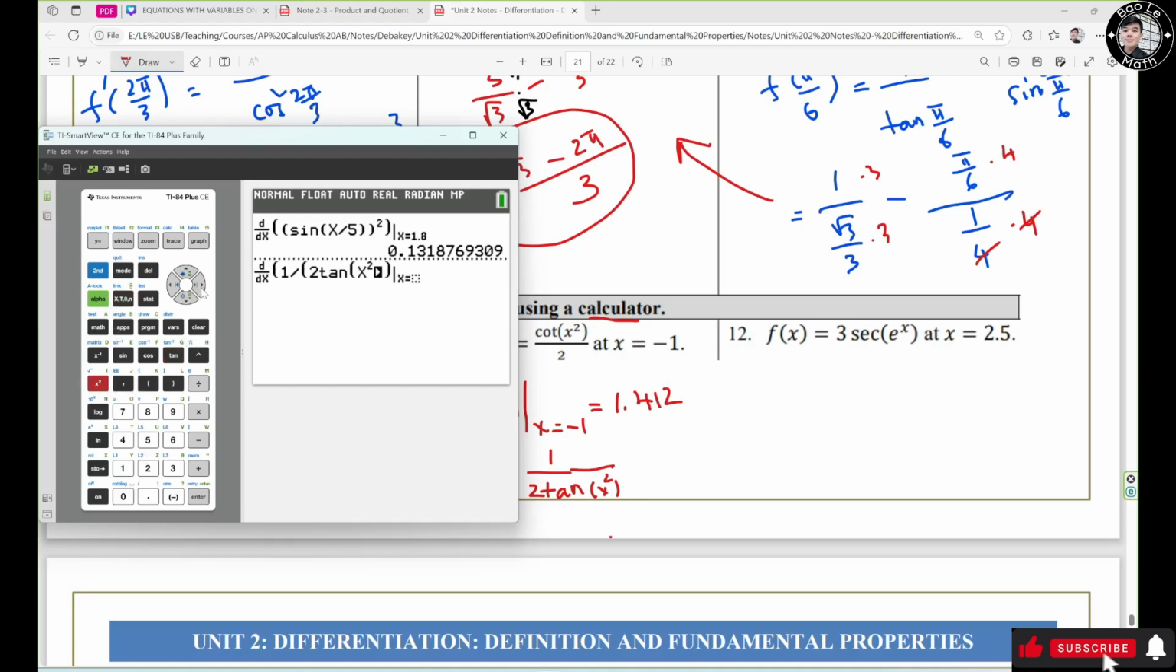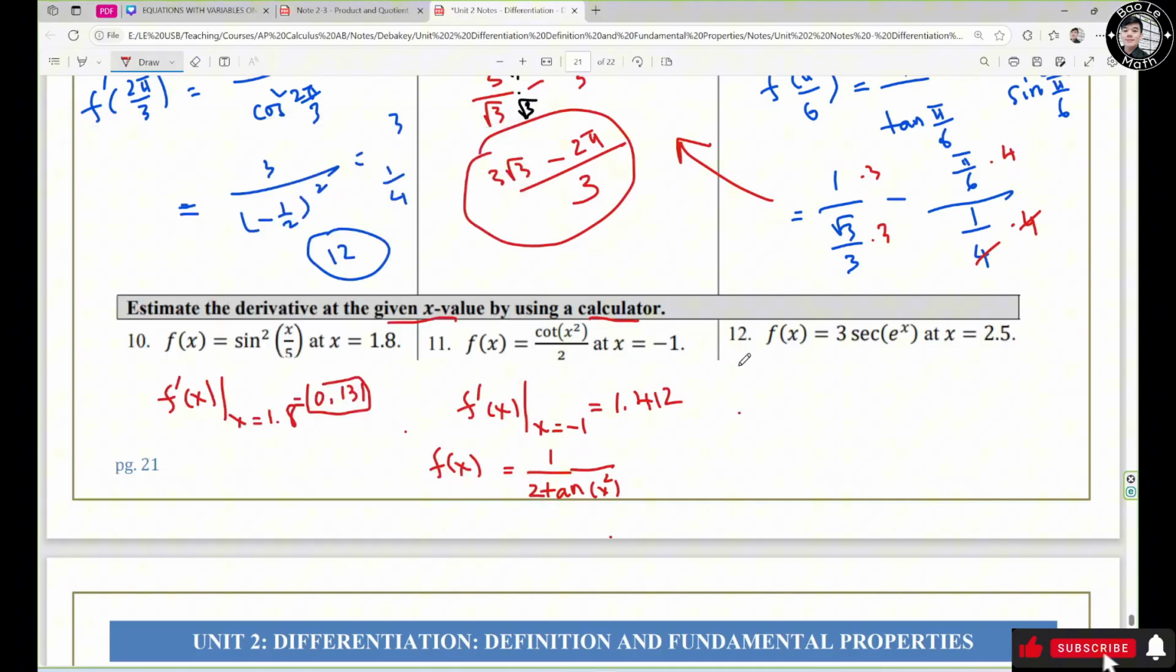So when you use the TI-84 Plus CE calculator, you need to be careful. So s equals -1, and you hit enter, you still get the same answer, 1.412. Now the last one, I leave this one for you to practice.